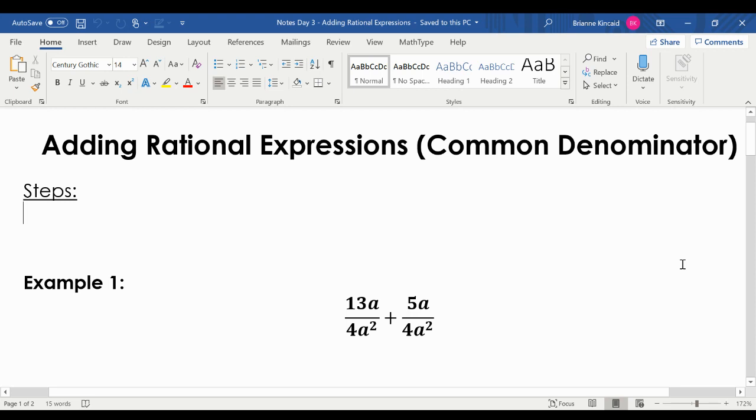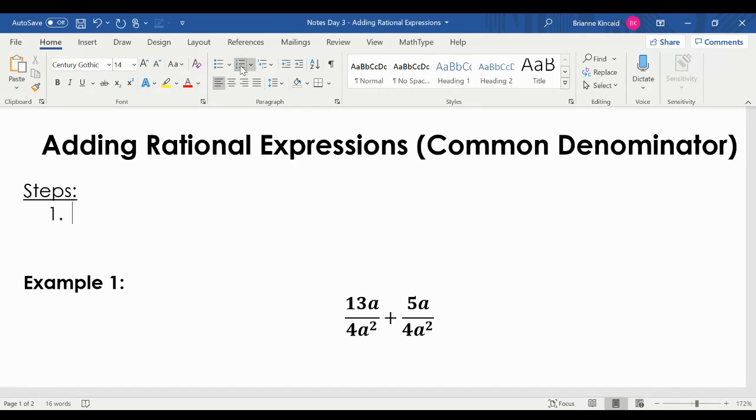Hey everyone, this video is to help you with adding rational expressions when they have a common denominator. We have another option when they have different denominators. We're going to talk about that in a later video. So for every example here, it's just they have a common denominator. The steps are going to stay the same.